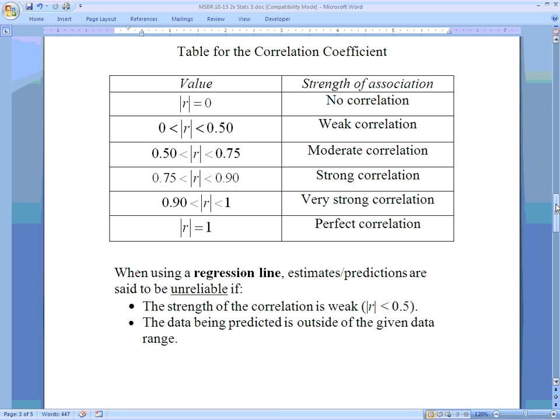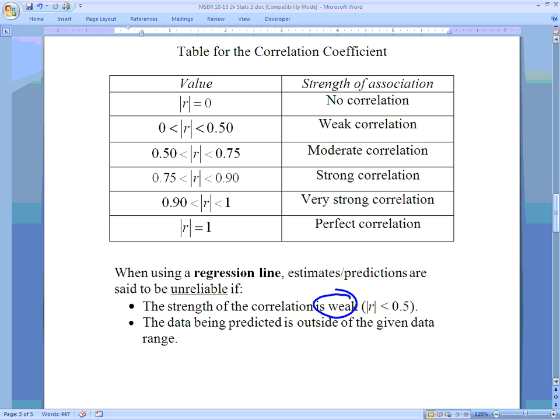When using a regression line, estimates and predictions are said to be unreliable if two things happen. Number one, if we're making a prediction using a best fit line, and our best fit line has a weak correlation, meaning our R value, or the absolute value of the R value, is less than 0.5, for example 0.4 or negative 0.3, then the line's not very good. It doesn't represent the data very well, and it's not a useful tool for making predictions off of.